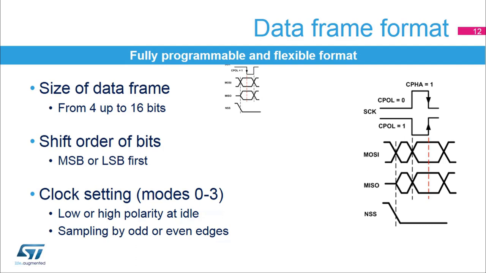The clock can be set to one of four basic configurations defined in the Motorola SPI specification. The combination of two bits controls the polarity and phase of the clock signal. When the phase control bit is cleared, data bits are sampled on the odd clock edges, and the even clock edges synchronize the shifting of the next bit onto the data line. The opposite occurs when the phase control bit is set.